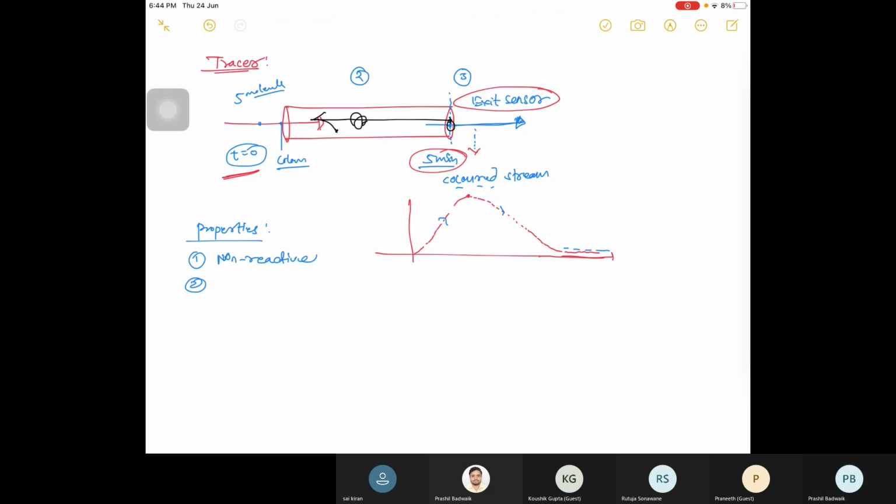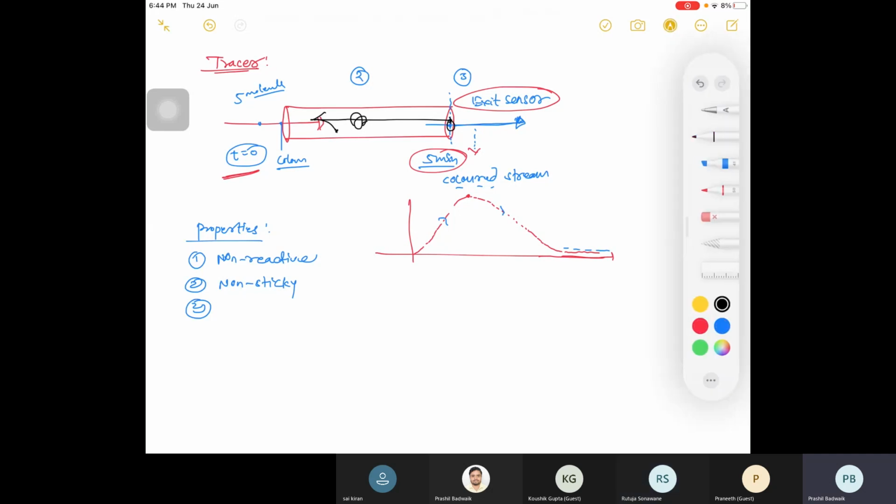Then it should be non-sticky. Why am I saying non-sticky? Anyone? Can you please explain? Whenever it is non-sticky, it cannot accumulate, right? It can stick somewhere on this wall, right? It can go and stick here. If it sticks here, the molecule will never come out, and you will be waiting for years and it will not come. So it should be non-sticky.